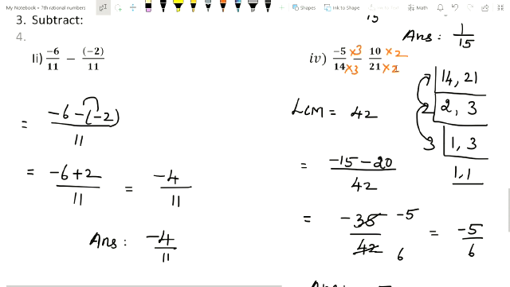And the second term, the denominator is 21, so you have to multiply with the 2. Okay, so the numerator also you have to multiply. 2 tens are 20. Now minus 15 minus 20, you get minus 35 divided by 42. Now divide by 7, what will you get? Minus 5 by 6. What is the answer, children? Minus 5 by 6.